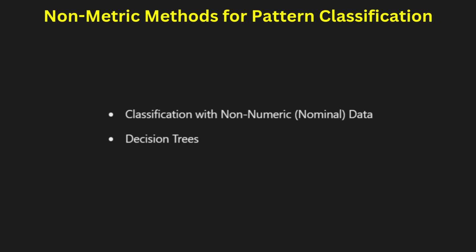Okay. Non-metric methods for pattern classification. Non-metric classification methods deal with nominal data. Nominal means non-numeric, where traditional mathematical models do not work. A popular non-metric classifier is the decision tree, which recursively splits the data based on feature values. Decision trees are easy to interpret and widely used in business intelligence, medical diagnosis, and fraud detection. They can handle both numerical and categorical data without requiring complex transformations.